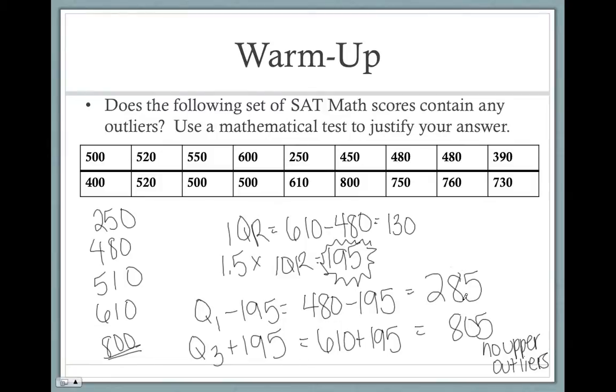What I need to see is if I have anything below 285. I see that my minimum is 250, so 250 for sure is an outlier because it falls below that lower bound. The next highest that I see is 390, which is within that range, so I only have one lower outlier, and that's at 250.